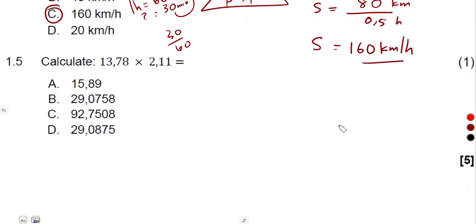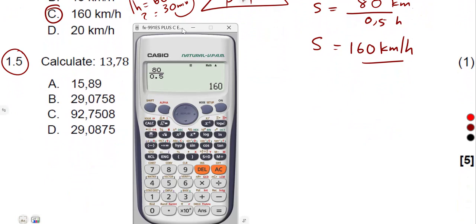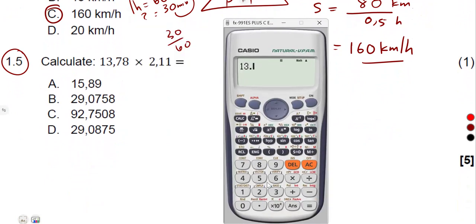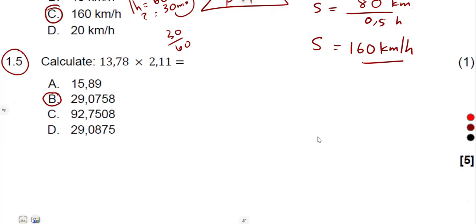All right, calculate the value of this. You can just use a calculator. It's just 1 mark, guys, this one. Or you can do the proper multiplication. You're not told not to use a calculator. So you can just use it like this. That's 29,0758, which is on B. So this one, it is just 1 mark for the correct answer. You can just use your calculator or multiply properly.